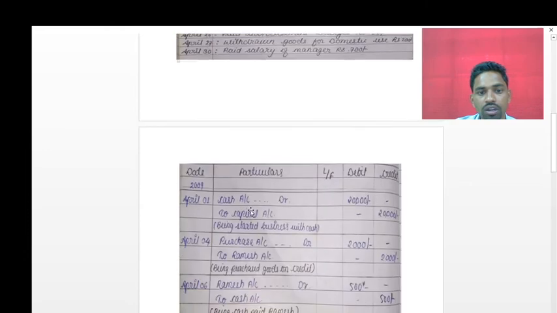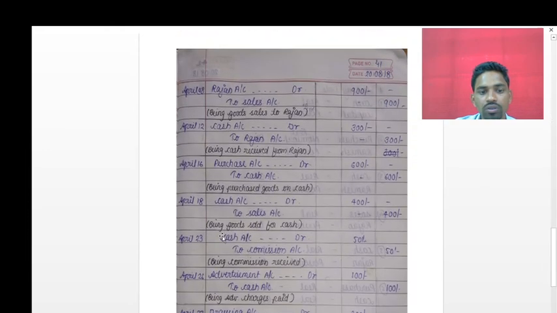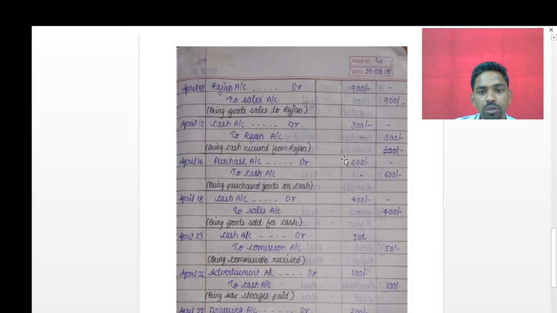Next is on 16th April, bought goods for cash rupees 600. Bought goods means what? Who bought? The business bought. Bought means purchase. Purchase goods for cash rupees 600. So in this transaction two accounts are affecting, the purchase account and the cash account. Now see here, purchase account debit rupees 600 to cash account credit rupees 600. So being purchased the goods on cash, this is the narration.